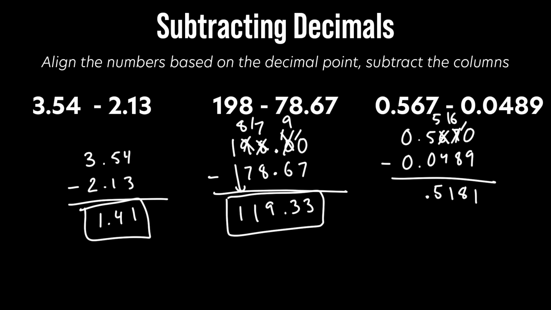And the decimal point comes down, and also the 0 comes down. 0 minus 0 is 0. Our answer would be 0.5181.